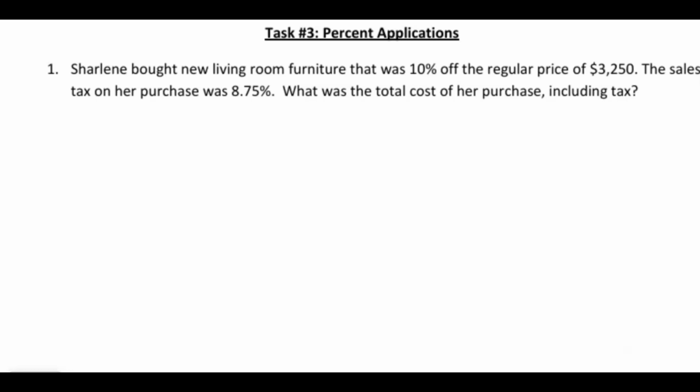So, task number 3, percent applications. Let's go ahead. Charlene bought new living room furniture that was 10% off the regular price of $3,250. The sales tax on her purchase was 8.75%. We want to figure out the total cost of her purchase, including the tax.